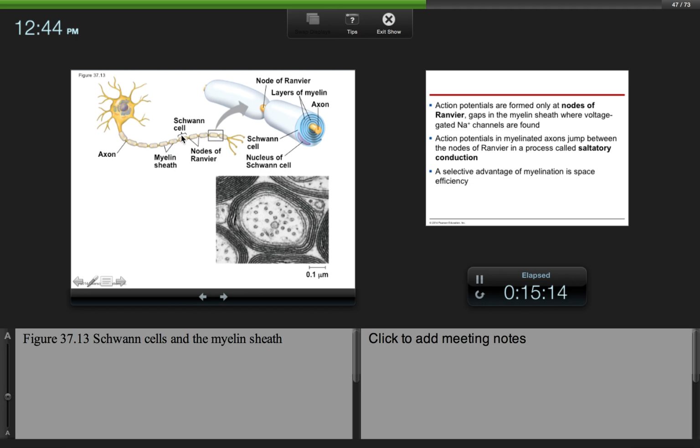Okay, so here, this again is your axon. These are your Schwann cells, and the spaces in between your Schwann cells are called the nodes of Ranvier. And basically what is happening here, the reason why the electrical impulse fires so quickly with the myelin sheath is because it actually jumps from one node of Ranvier to the next, to the next, to the next. This is something called saltatory conduction.